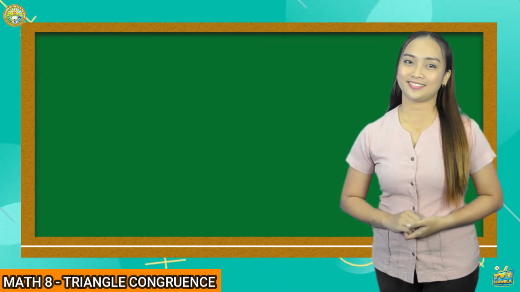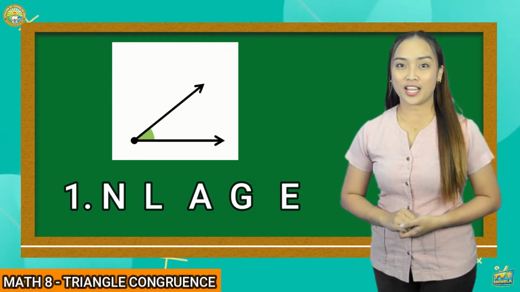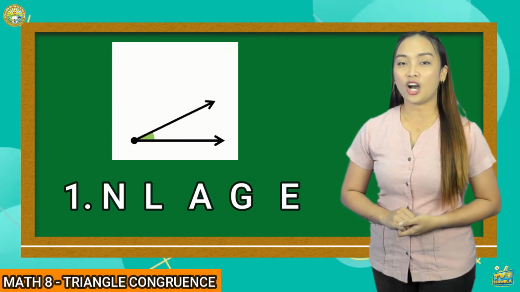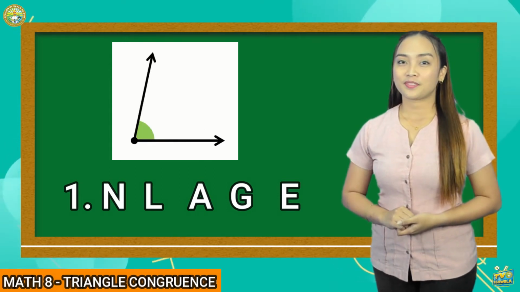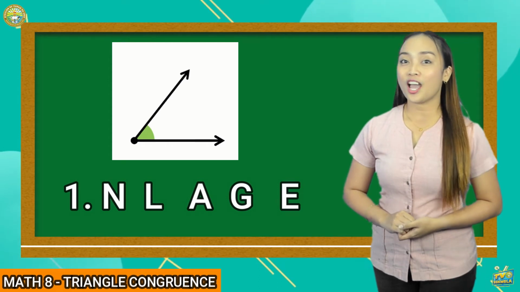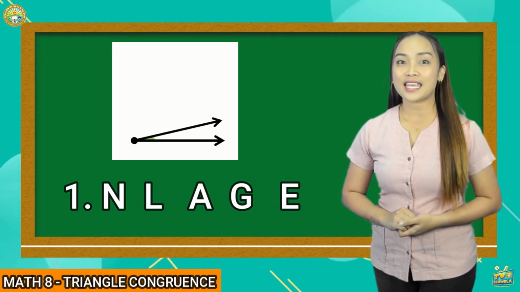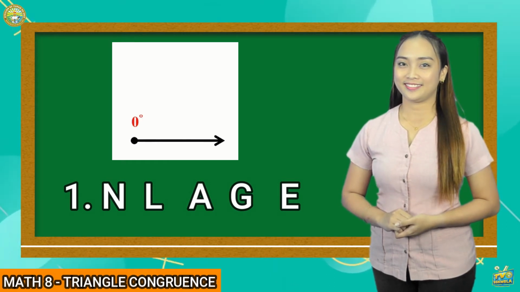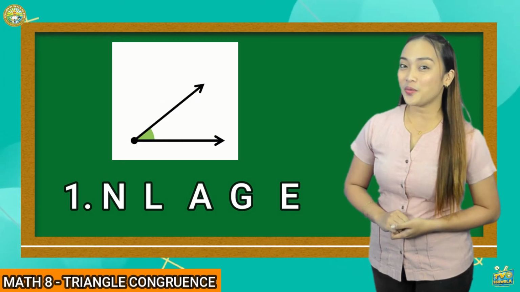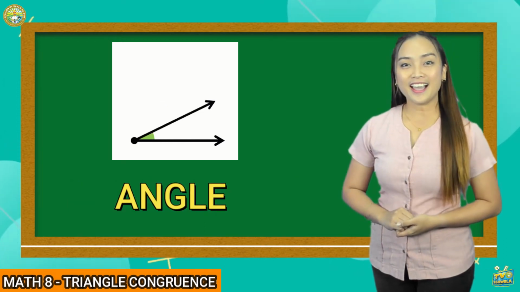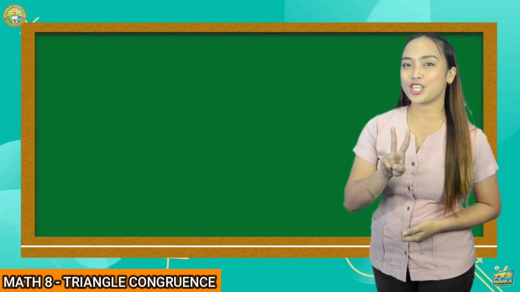Number 1. It is the union of two rays that meet at a common endpoint. Again, it is the union of two rays that meet at a common endpoint. The correct word is angle. Great!